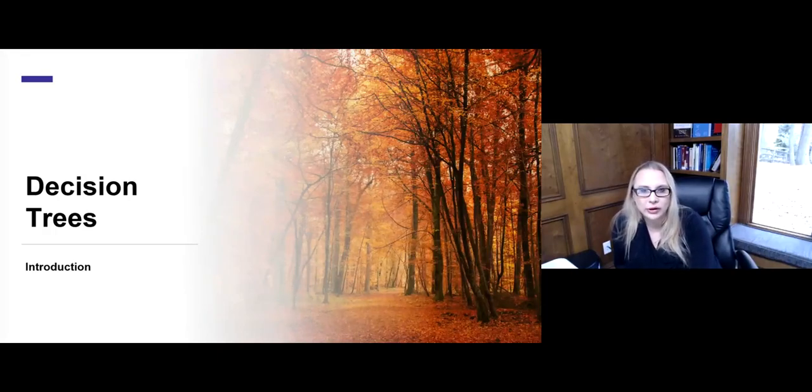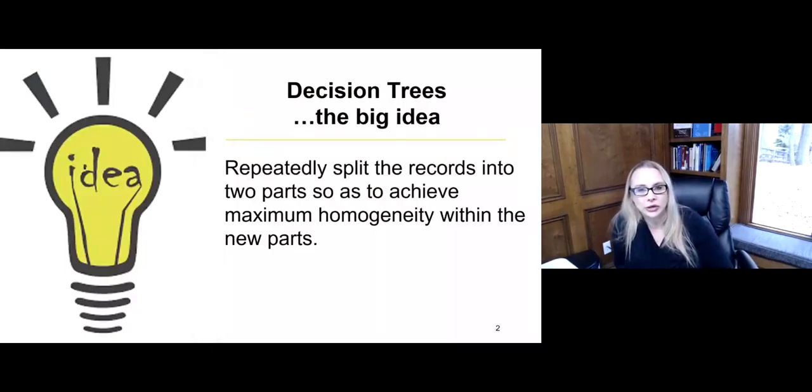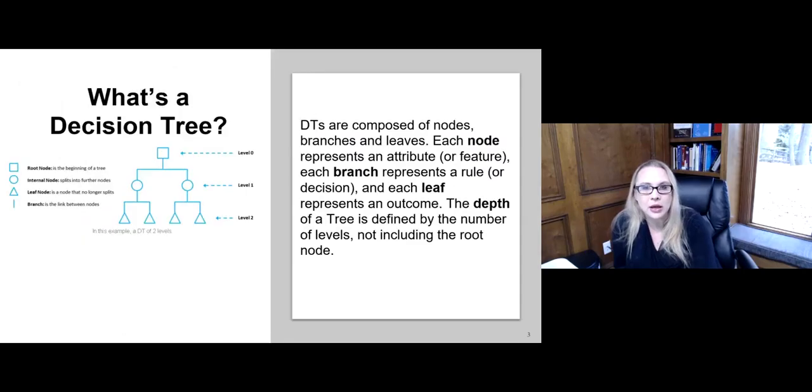In this lecture, we are going to be talking about decision trees. So what's the big idea with a decision tree? We can repeatedly split the records into two parts so we can achieve the maximum homogeneity within the new part. And so we'll talk about how we can do this here in a few minutes. But first, let's talk about what a decision tree is.